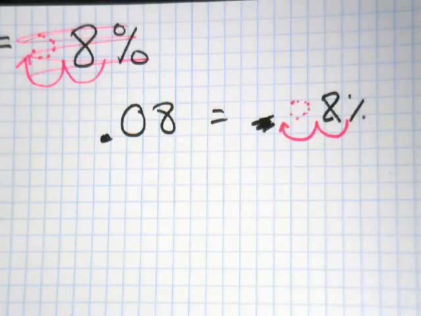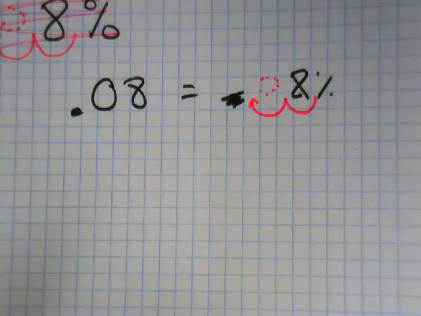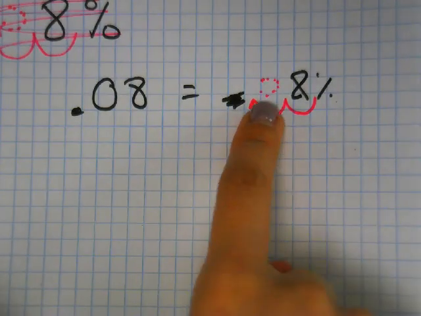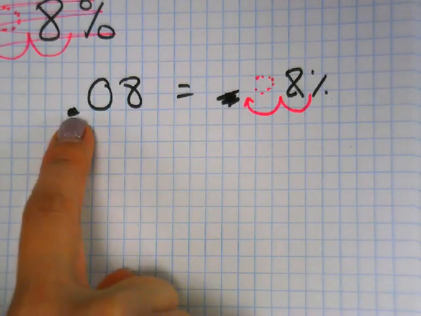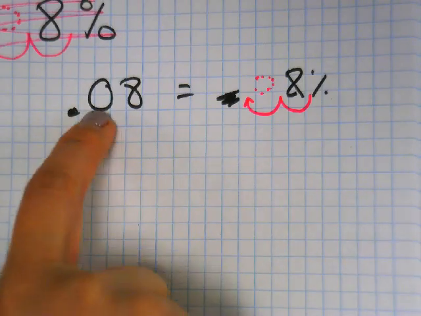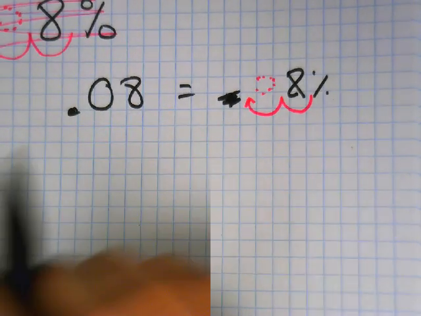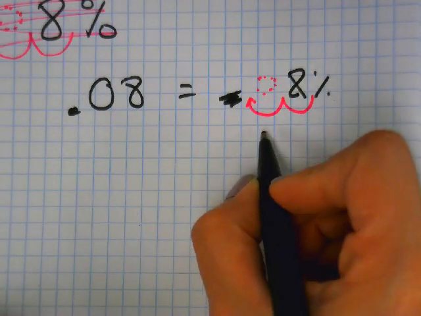I had to rewrite it. I didn't give myself enough room. So, you move it 2 times. You put a 0 in the space. Rolando, write this down. Now my decimal is 0.08. Because what's the difference between this one?